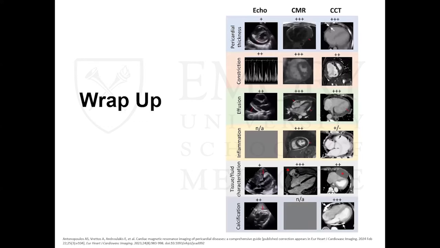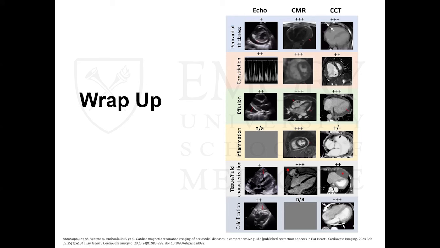So just to wrap up here, this is a really good summary slide that I found to go over the strengths and weaknesses of various aspects of imaging as it relates to pericardial disease. Over here in the far left column, we can see echo. Here in the middle, we can see CMR, and on the right, we can see CT. Each of these imaging modalities certainly has its strengths and weaknesses.